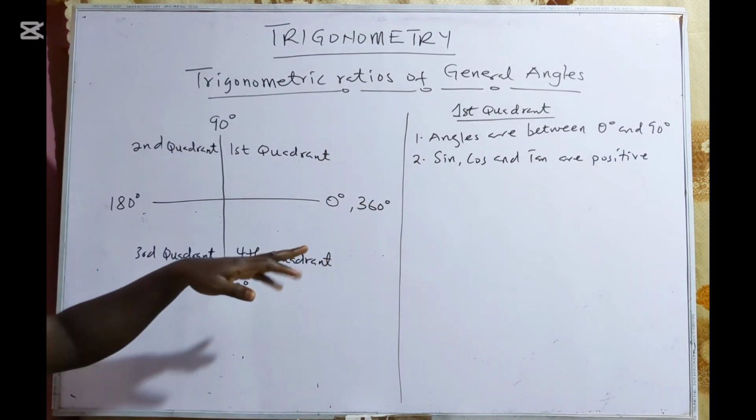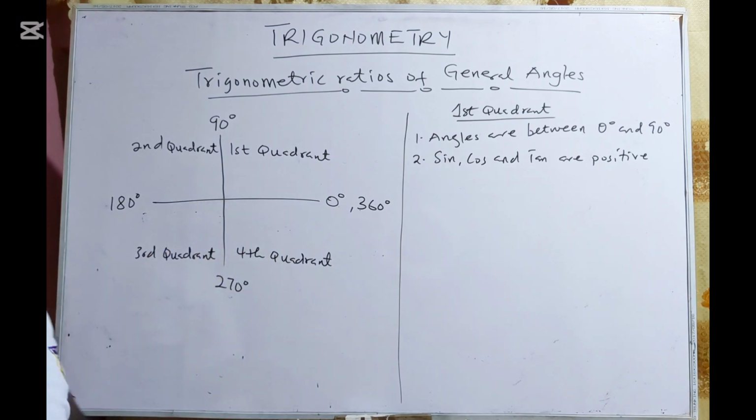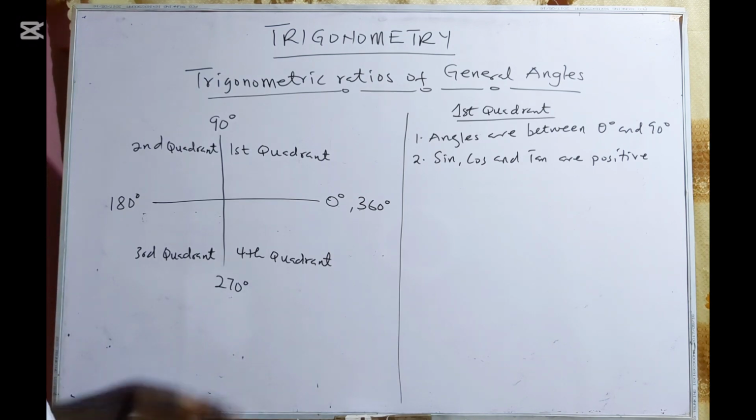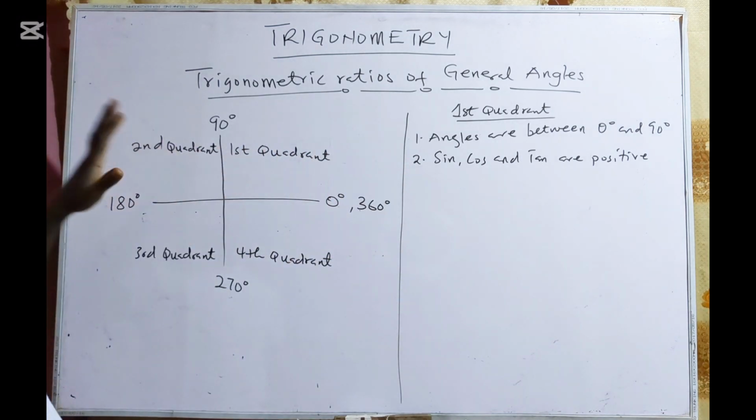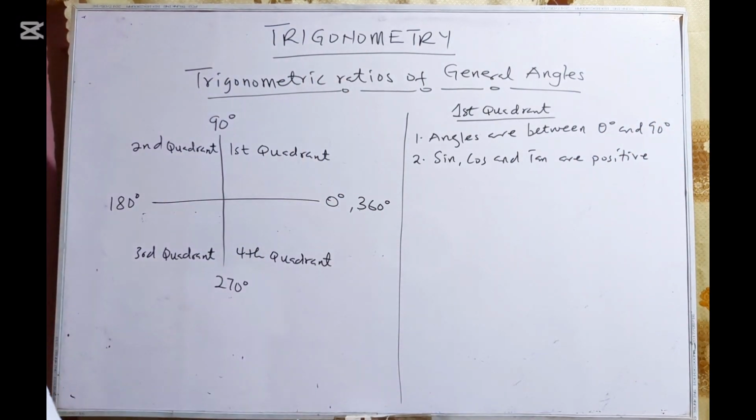So in the first quadrant, when you have any angle, if you take your calculator and press maybe sine 70, sine 30, whatever it is, cos and tan, if the angle is between 0 and 90, it will definitely give you a positive answer. That is what we are talking about. So that is what will happen in the first quadrant.